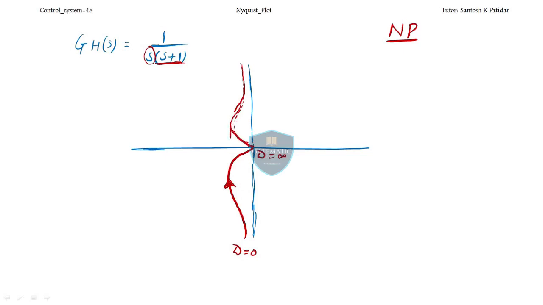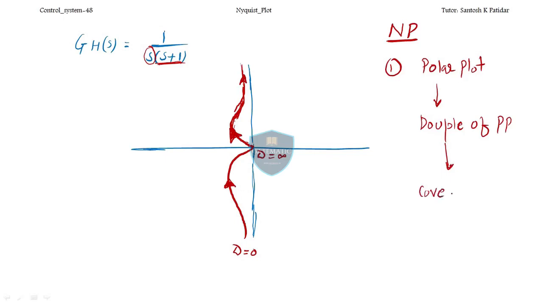And this direction will continue till the end. Okay, so this is not the complete Nyquist plot. This is just half of the Nyquist plot. What have you done? First, you have done the polar plot, correct? Then you have done the double of the polar plot, and then we will cover the RH plane, the RH of S plane actually.